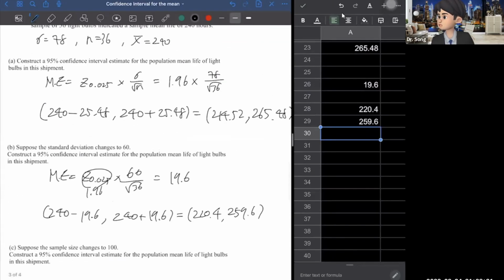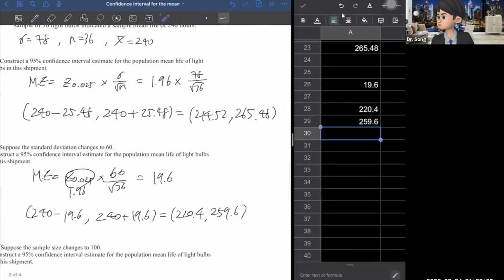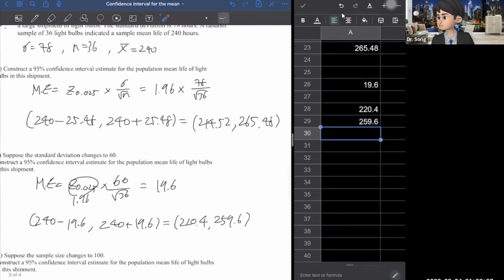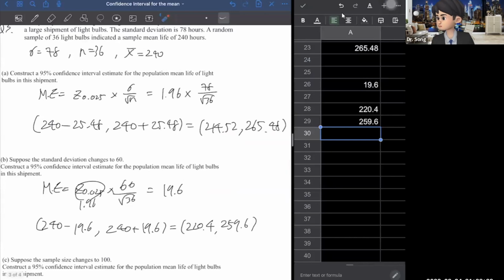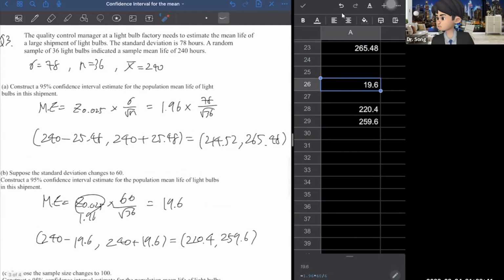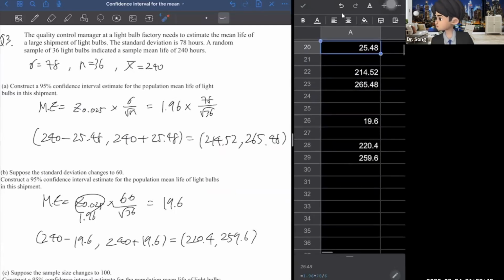Now, when you compare with the previous confidence interval, what do you see? It becomes narrower. Why is that? Standard deviation. Let me double check. So 1.96 times 60. Standard deviation is 60, and over 6, that is 19.6. And then the previous one, 1.96 times 78.